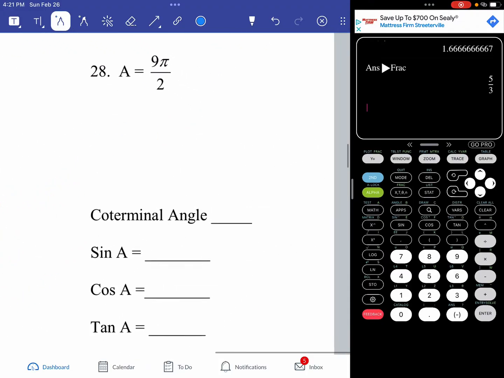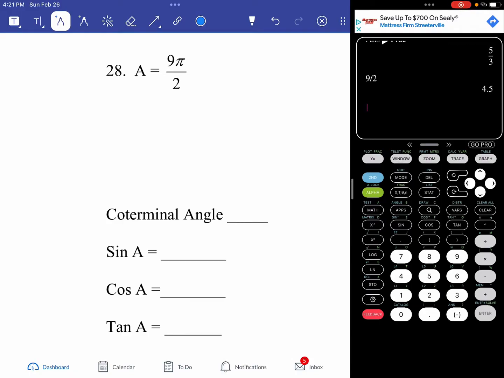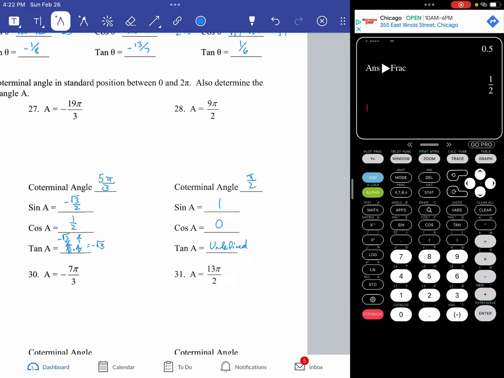Next one, 9 pi over 2. I'm going to subtract 2 pi a couple times. I get pi over 2. So, looking at pi over 2, the sine is 1, the cosine is 0, and the tangent is 1 divided by 0, which is undefined. So we just write down undefined, because you cannot divide by 0.